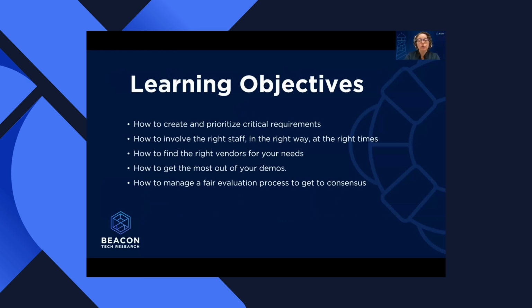So these were the learning objectives: to create and prioritize some critical requirements, how to involve the right staff in the right way. We're going to talk about how to find the right vendors for your needs, and how to get the most out of your demos, and then how to manage a fair evaluation process to get you to consensus. So these are really all the stages of the selection process. We're going to talk about different tips and tricks in each one of these stages.